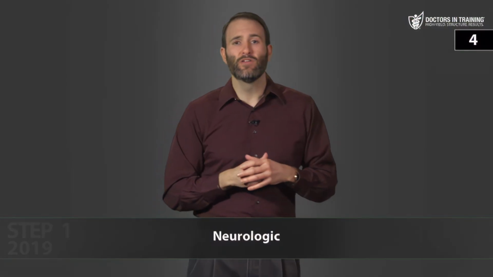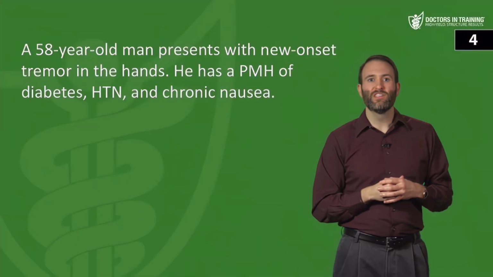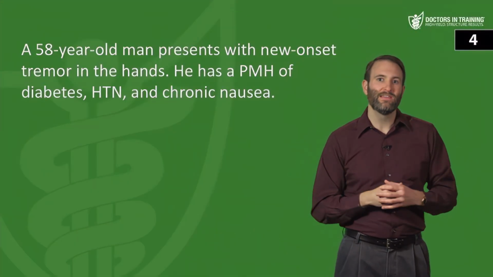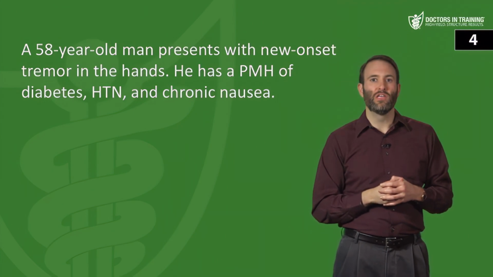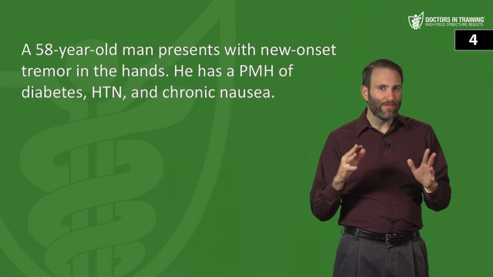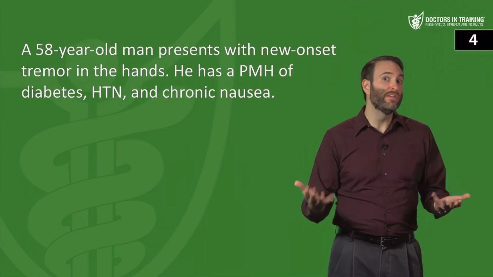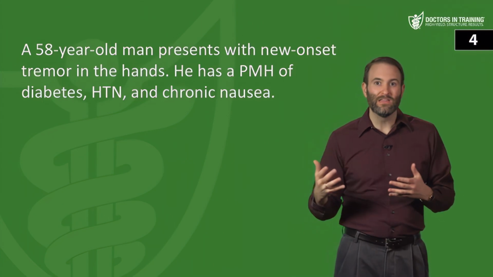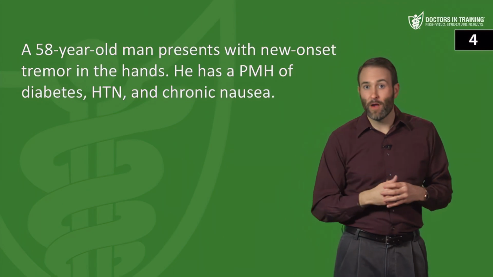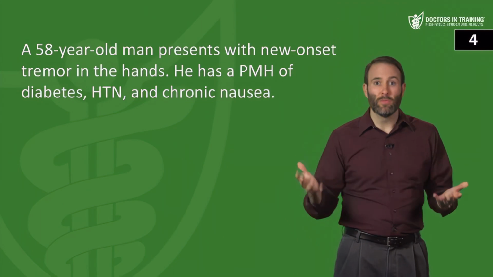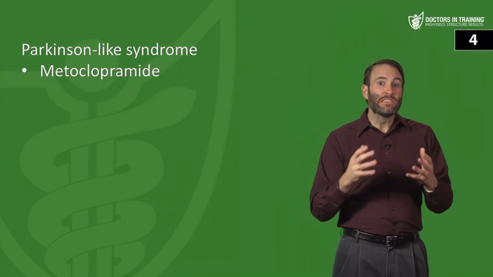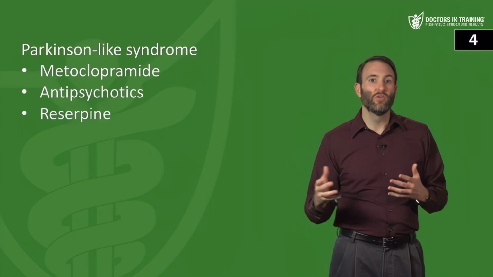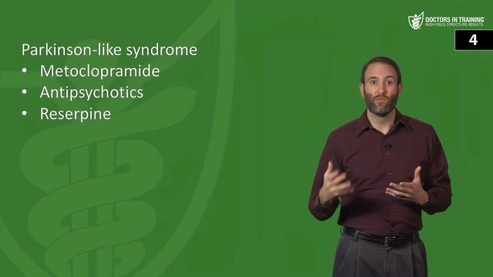Moving on to neuro, here's our vignette. A 58-year-old man presents with new onset tremors in his hands. He has a past medical history of diabetes, hypertension, and chronic nausea. This one is a little bit vague. So this patient might have gastroparesis due to that diabetes and getting that chronic nausea. And for that problem, we often use metoclopramide. And that's going to improve that gastric emptying. Now, metoclopramide can cause a Parkinson-like syndrome. Other drugs include things like the antipsychotics and then reserpine.